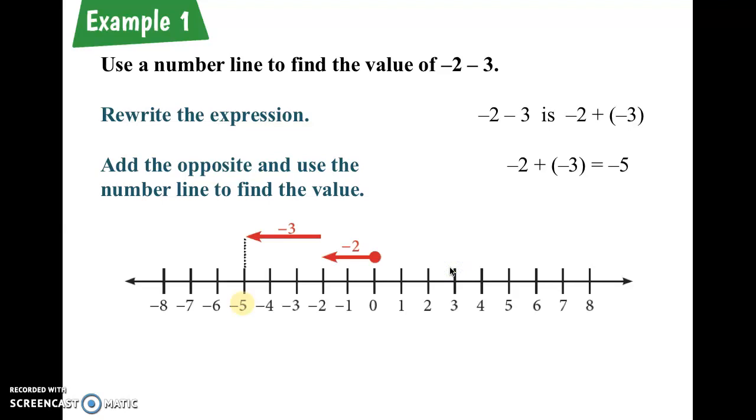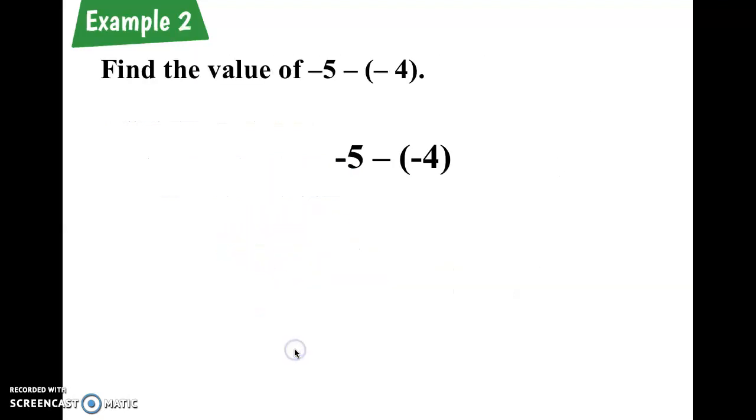If I wanted to model this on the number line, I would start at the 0, move down to -2, because that's where our first integer is, and we're taking away 3. We're taking away its positivity and making it more negative. All right, the rest of these examples you do have to copy in your notes.